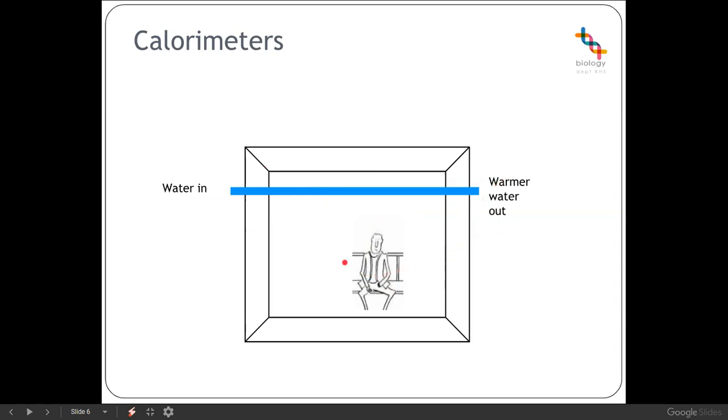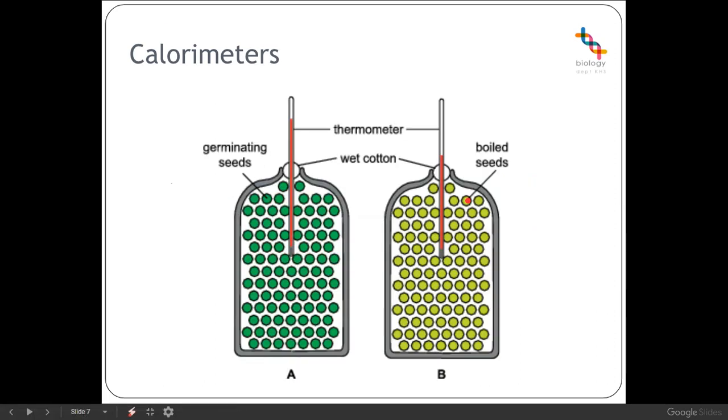And what we're expecting to be able to measure is the heat generated by the organism. We'll raise the water temperature by a certain number of degrees, and we'd be able to measure that as the warmer water comes out, and therefore calculate the metabolic rate. You may also see this produces something like this.